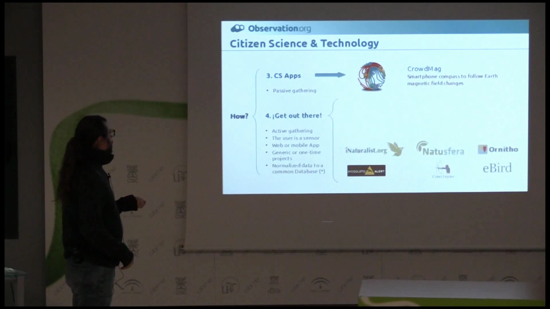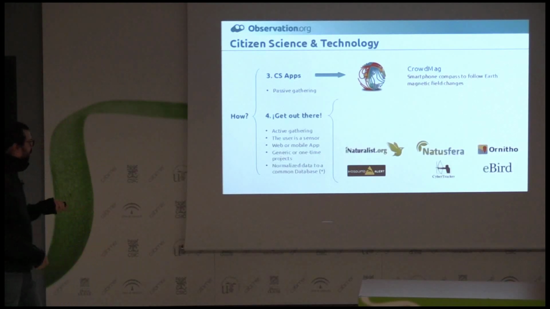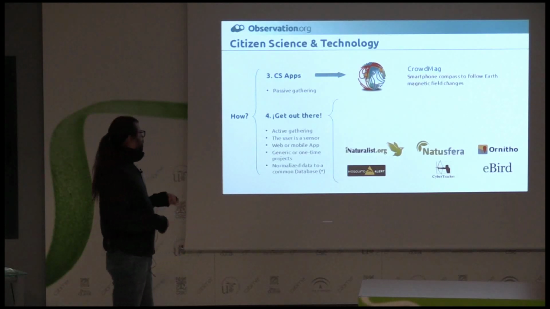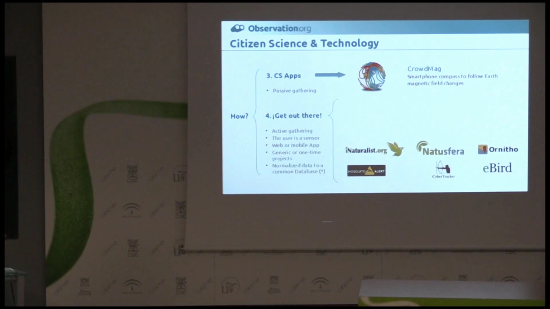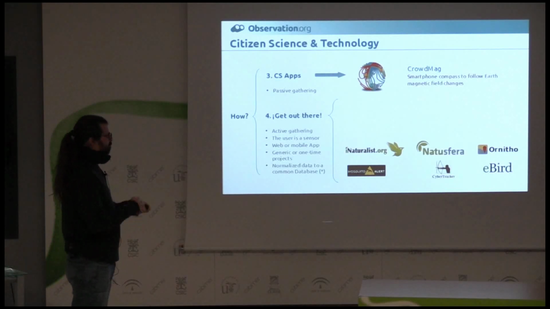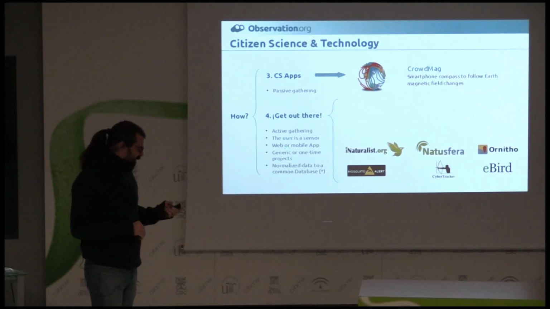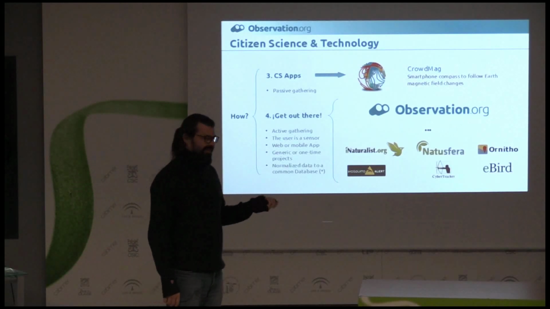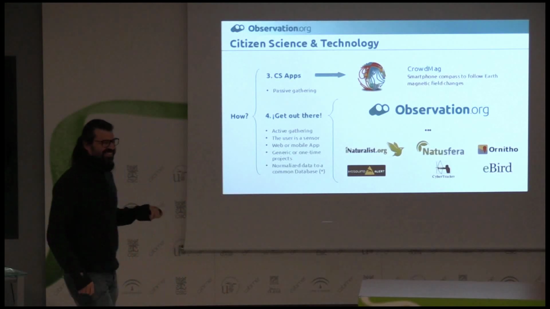So as an example, we have a lot of platforms here. We have iNaturalist, Natusfera, Ornitho, eBird, which is the big one for birds, Mosquito Alert, or CyberTracker. Some of them have particularities that make them more or less useful, depending on your interest. But I'm here to talk about my book, which is observation.org.